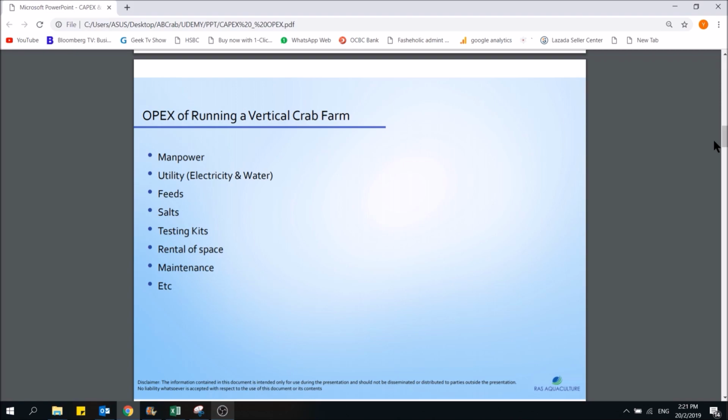So the operating costs of running a crab farm are, for example, manpower first, then utilities, feed, and any salt. For those who are planning to run this away from the coast, you're going to need salt to bring up the salinity of the water. So how do you get brackish water? You mix salt along with fresh water to get what we call salt water. And you're going to need testing kits, and also have to include rentals and maintenance.